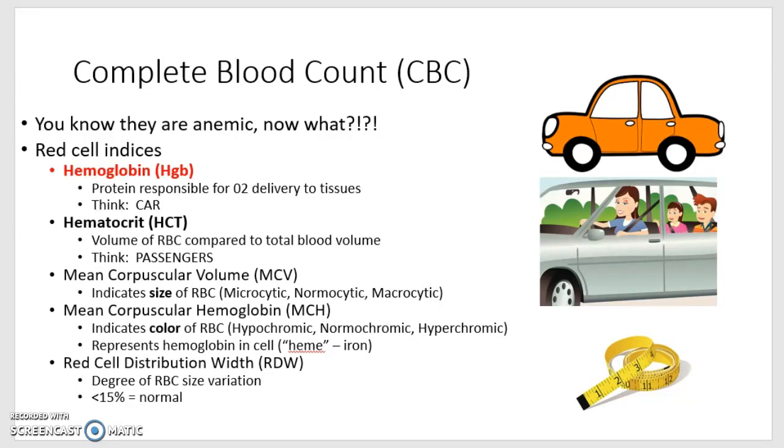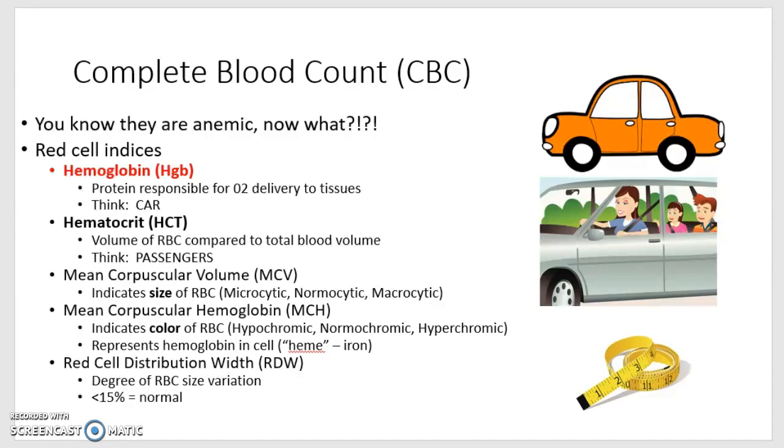So, I want us to think about what exactly are the responsibilities of each of these values. So the hemoglobin, remember, gives us our color. However, think about it in this way. It is a protein that is responsible for the oxygen delivery to our tissues. So think about this as being a car. This is the actual vehicle where we get the O2 to the tissue. Hematocrit, think about passengers within the car. So the volume or the percentage of red blood cells compared to everything else within the body. So think hemoglobin, car, hematocrit, passengers.